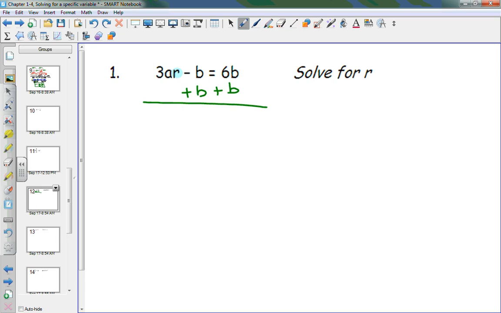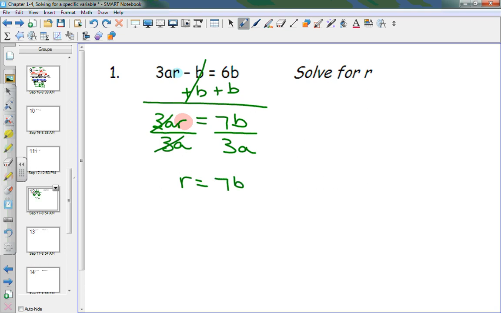I line up my b's on both sides. 3ar, those b's cancel out. 6 bananas plus 1 banana gives me 7 bananas. Again, what am I solving for? I'm solving for r. So how do I get rid of that 3a? I get rid of that by dividing by 3a. So 3a's cancel out, and I'm left with r is equal to 7b over 3a.